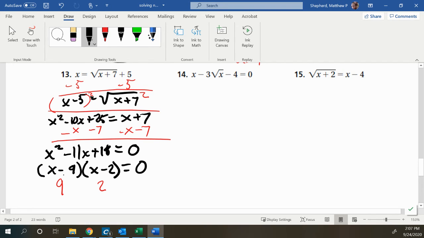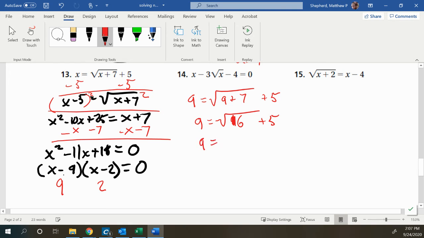So we just want to quickly check those. Let's start with the 9. 9 is equal to the square root of 9 plus 7, plus 5. So 9 is equal to the square root of 16 plus a 5. 9 is equal to a 4 plus 5. So, yep, that one works. 9 checks out. It is a solution.